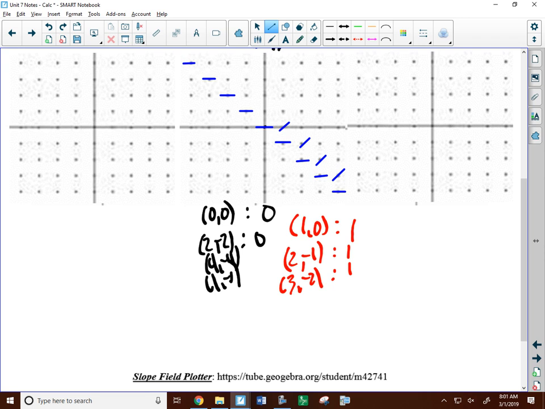So another one here would be 0, 1, slope of 1. Negative 1, 2, slope of 1. Let's do 2, 0. Right there. That would be 2 plus 0, which is 2. So now, right here, 2, 0, I'm really doing up 2, right 1. So I'm doing that slope.